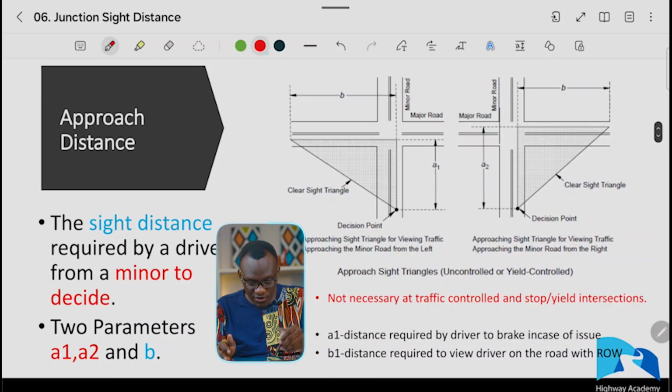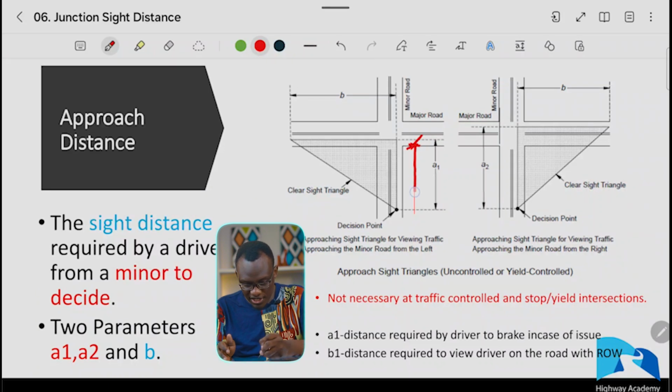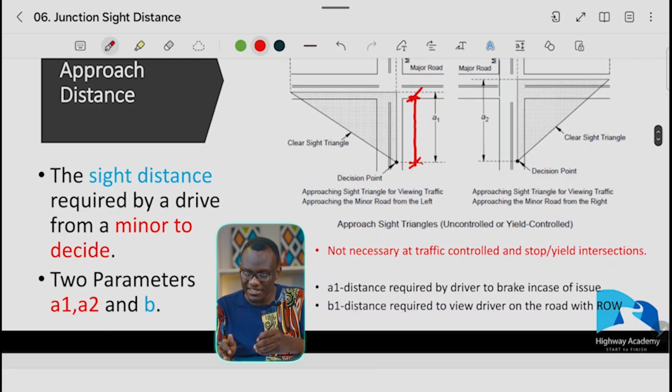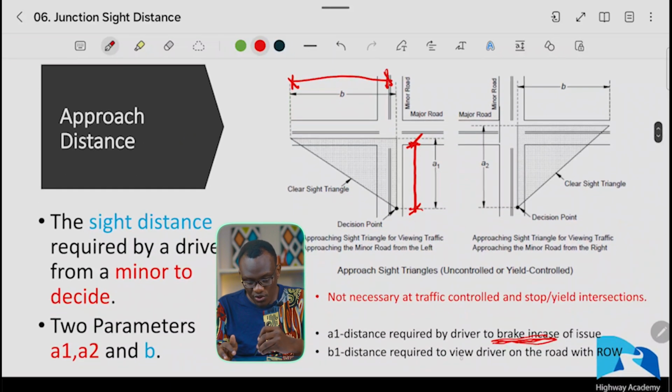So on the minor road, we are going to have a distance we call A1. And you may be asking, what is A1? In this case, you're going to find that it's the distance required to brake in case of an issue. And we have a second distance, which we're going to call B1. B1 is the distance required to view the driver on the road within the right-of-way.